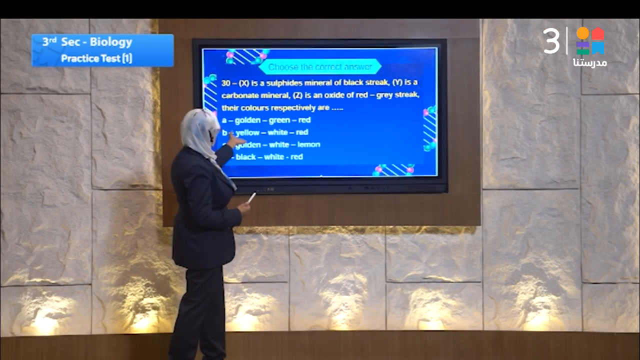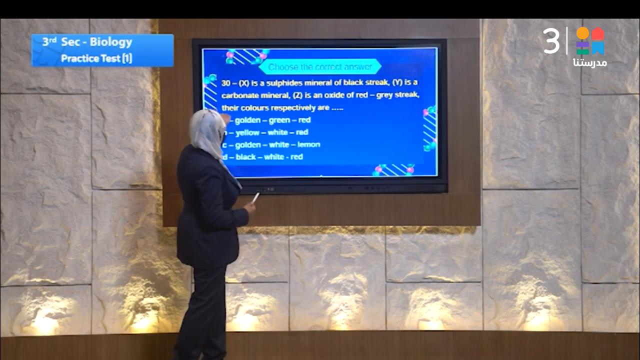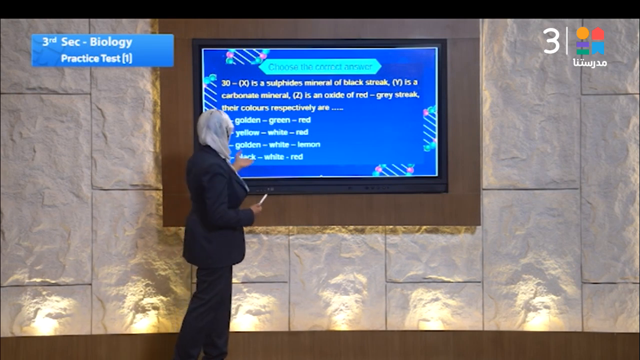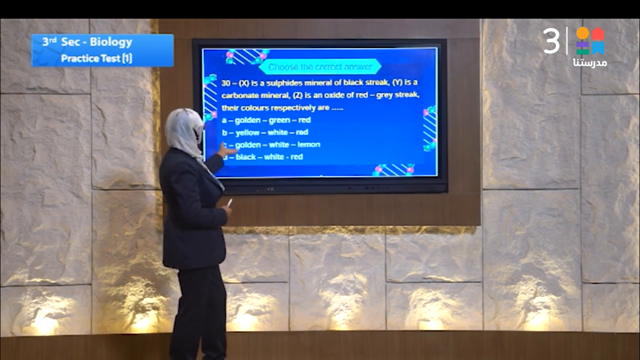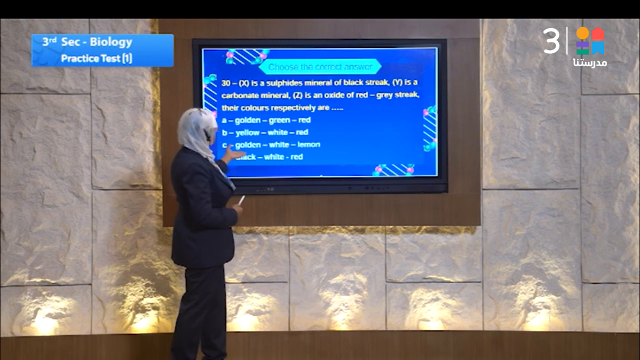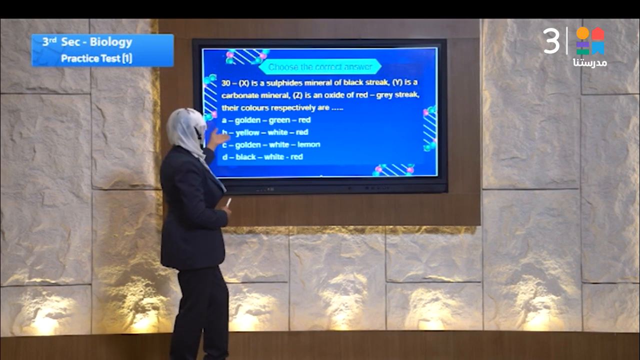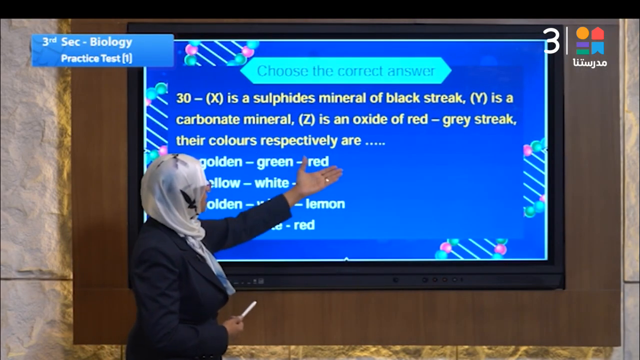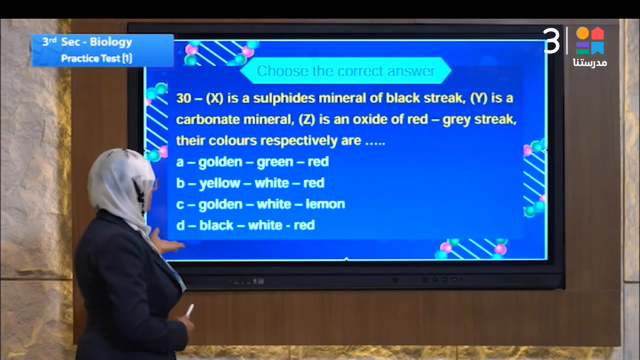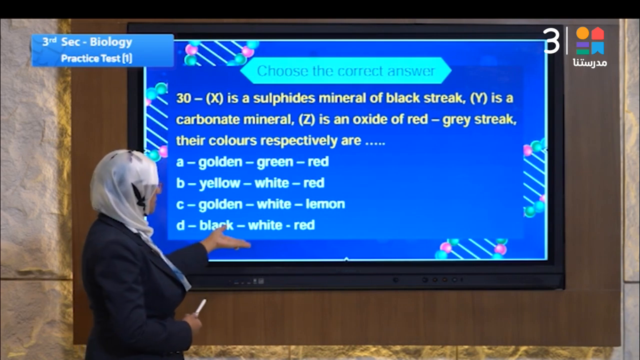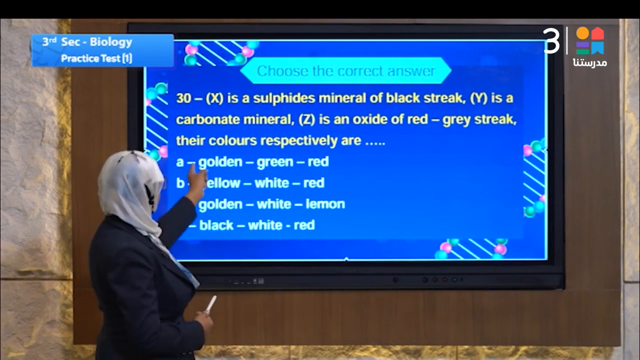Sulfide will be yellow, white will be carbonate, red will be oxide, no. Golden, it will be sulfide, yes. White, it be carbonate, no. Carbonate is green. Lemon is oxide, no. Oxide is red. Black, white, red, the answer must be the first one.